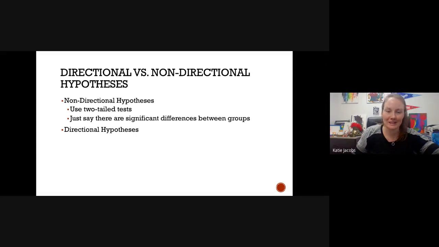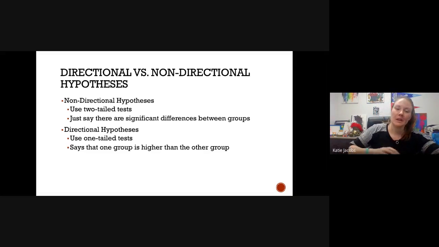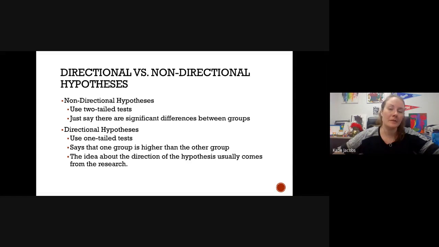And then in our directional hypotheses, as you can guess, and I've told you already, we're going to use one-tailed tests for these. And this is where we say that either one group is higher than the other group or one group is less than the other group. And this all goes right back into our research question, okay? Again, the idea about the direction of the hypothesis usually comes from the research. It also may come from whatever you're trying to do with your study, right? So like we did the example of the antidepressant medications, we would, as a pharmaceutical company, really hope that our new drug that we spent millions and billions of dollars on developing would help people reduce their symptoms and severity of depression.